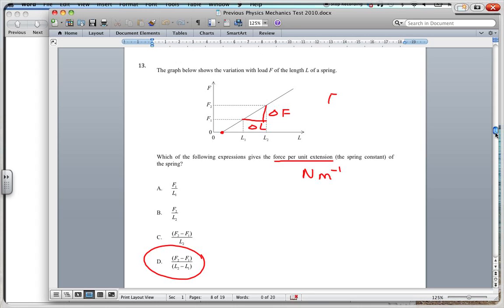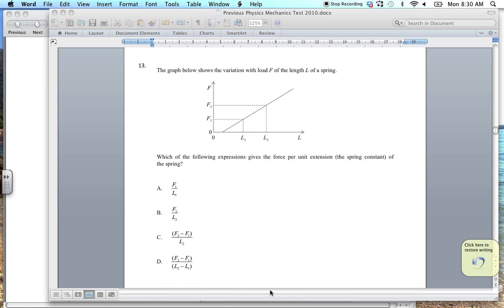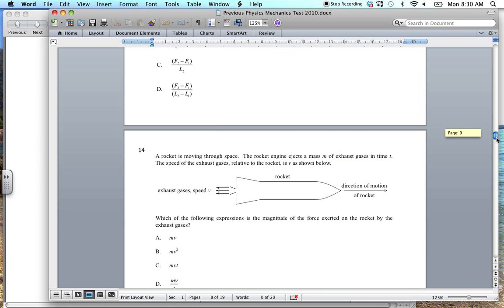So that would be F2 minus F1 over L2 minus L1. We're actually looking for the slope of the graph when it says a force per unit length, which would be given by D. Okay, close that, and we're going on to 14.